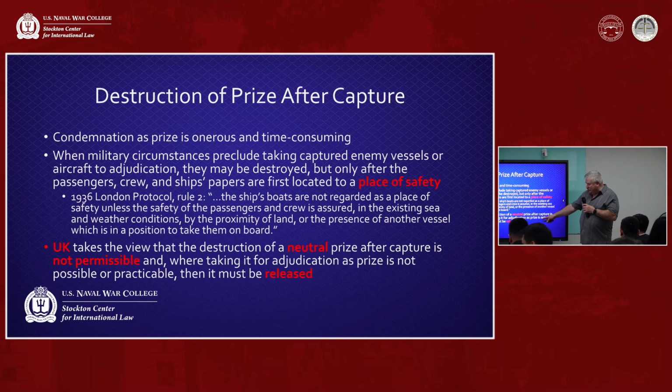Now, the UK takes the position that you cannot destroy a neutral prize, so not enemy prize, but a neutral prize. If it's not possible for you to adjudicate it as prize, then in the UK they would have to release that neutral vessel.